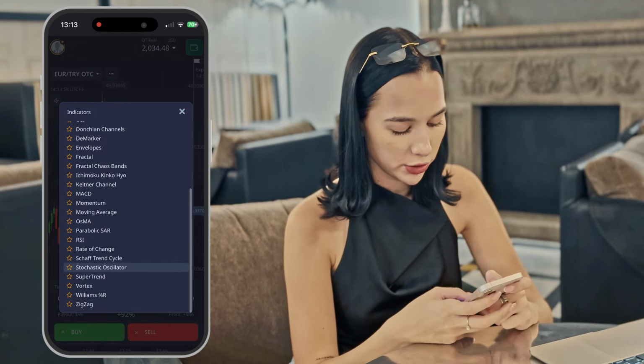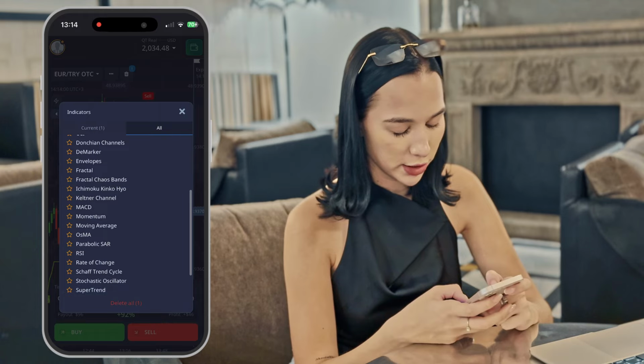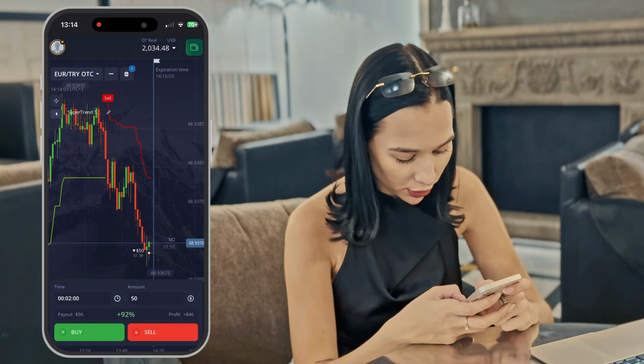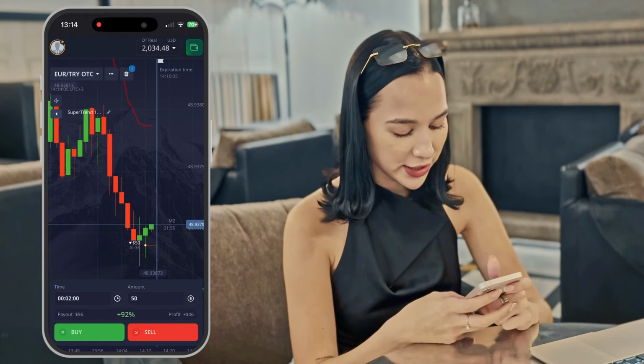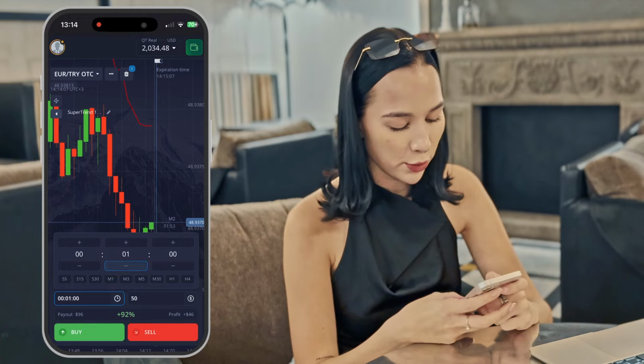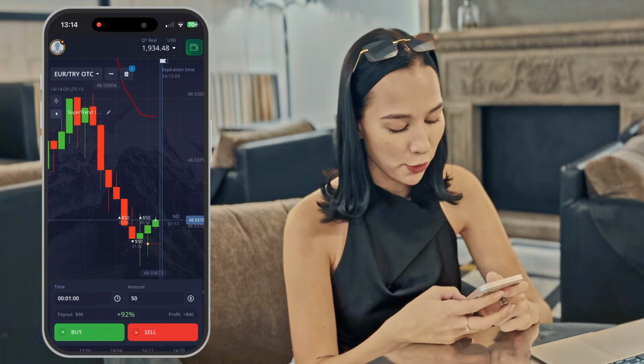So let me show you some other indicators. For example, Super Trend, pretty popular. Oh, let's take a look at our trades. And as you can see, here's some 3 green candles. And I want to show the mistake of a lot of the people. So here I'm opening a buy trade.